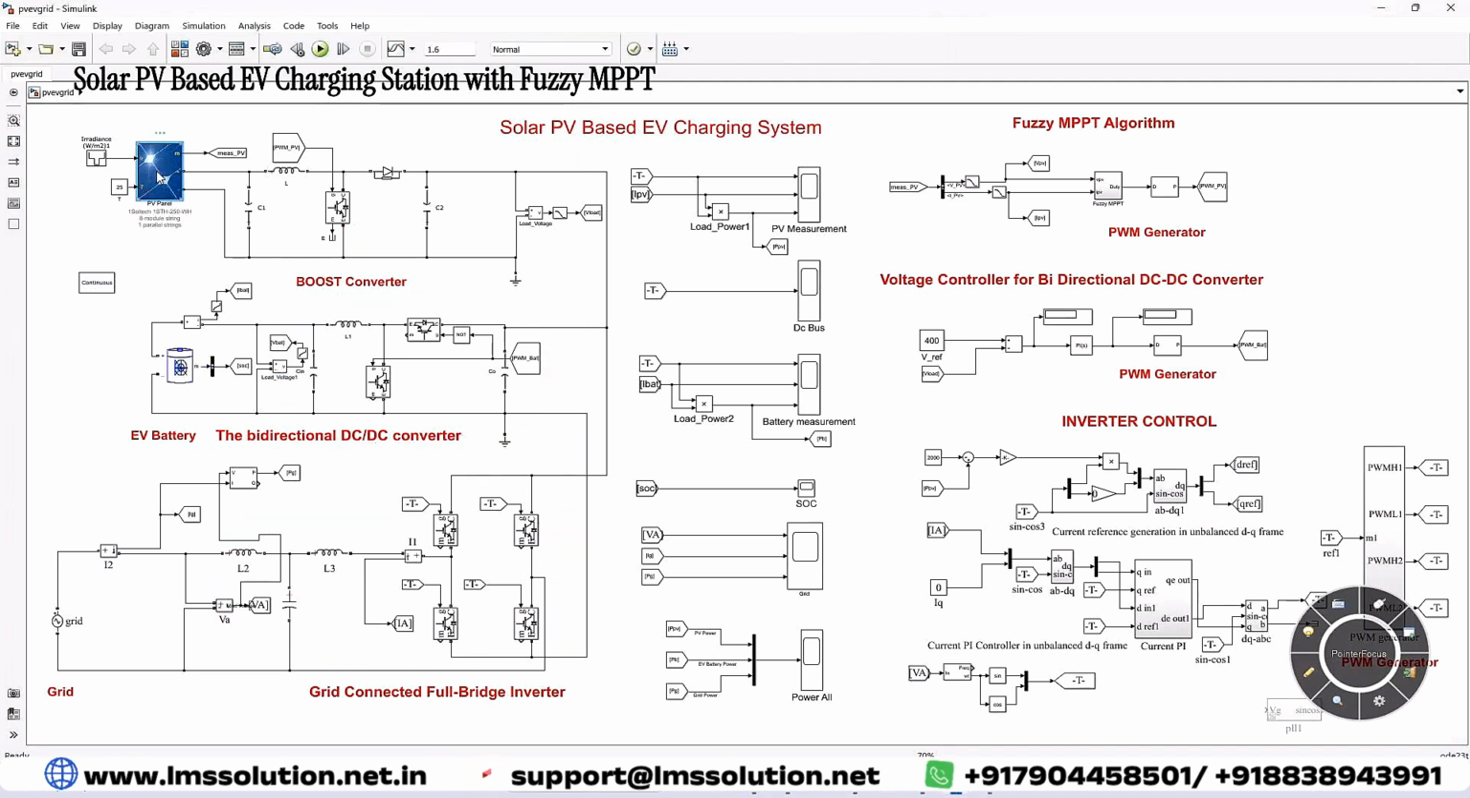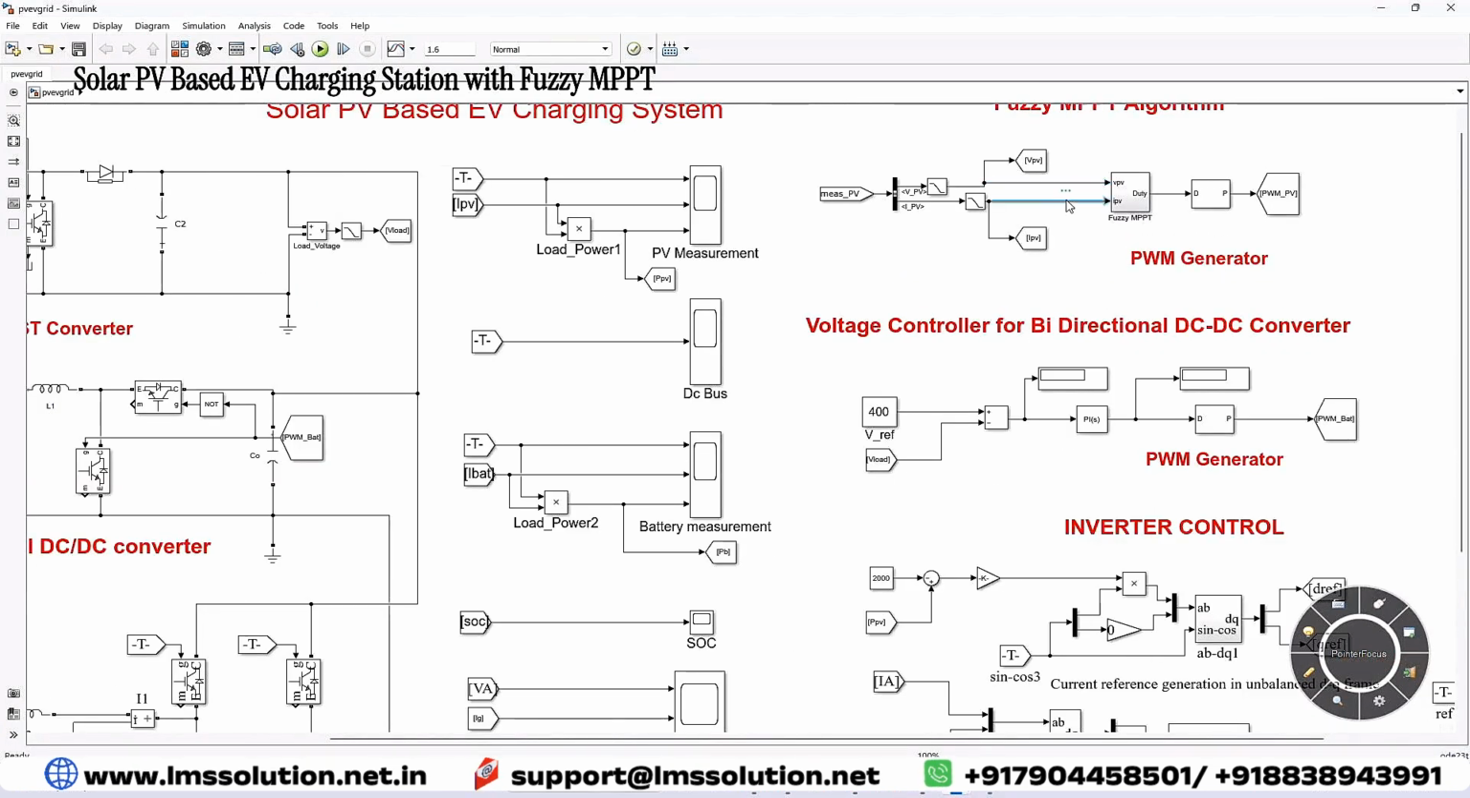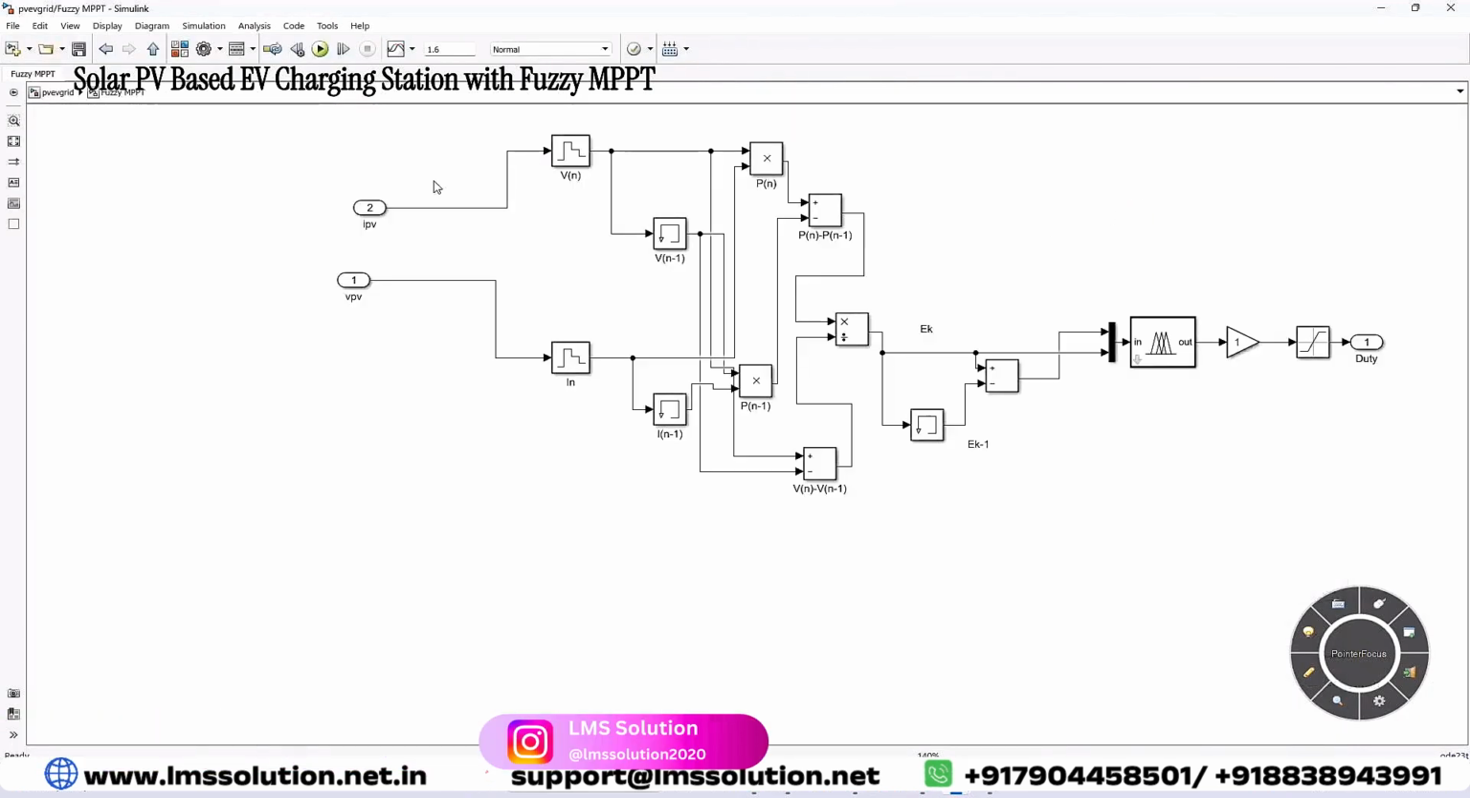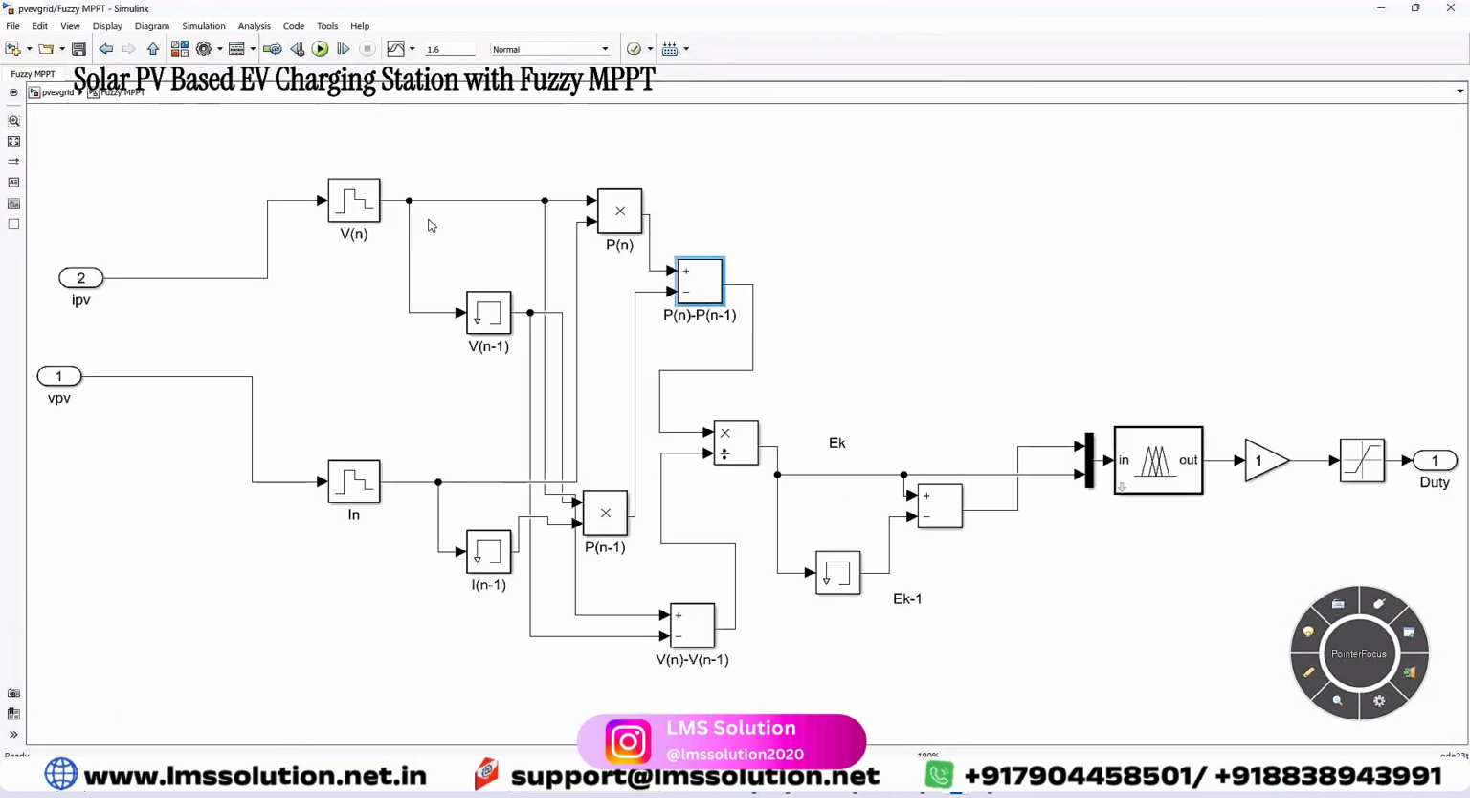Here the PV boost converter is going to be controlled by means of Fuzzy MPPT. That means here you are measuring the voltage and current of the PV. That voltage and current are going to be converted into change in power. That means we delay the voltage by one sample and the current by one sample. Then you calculate V of n and V of n minus 1, and then P of n and P of n minus 1. From that you calculate P of n minus P of n minus 1, and V of n minus V of n minus 1.